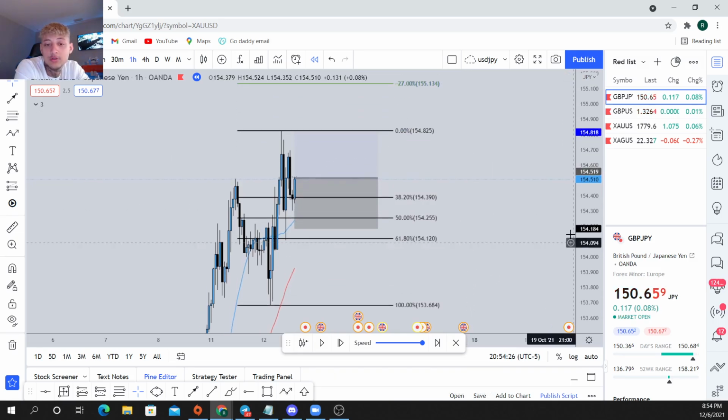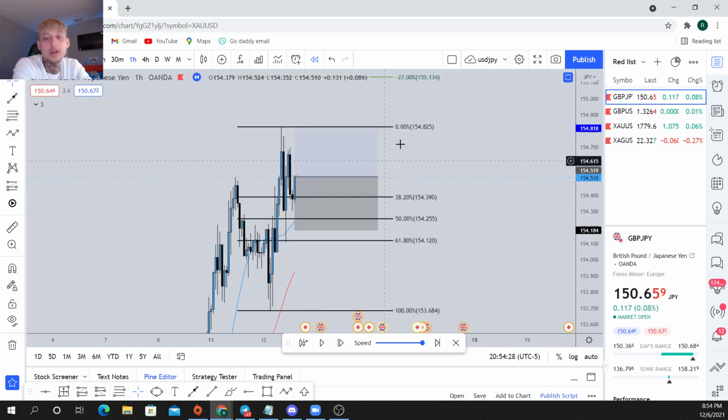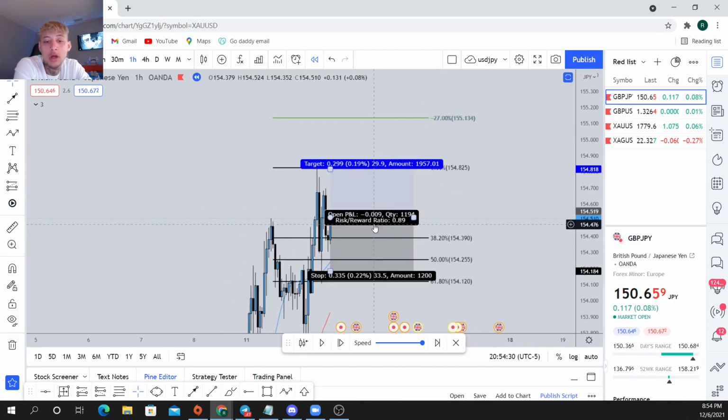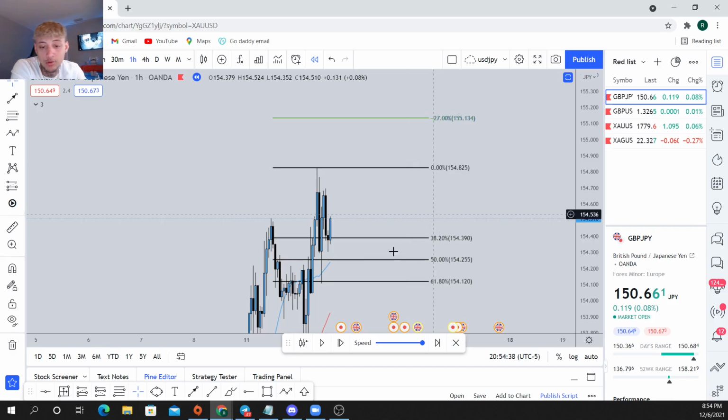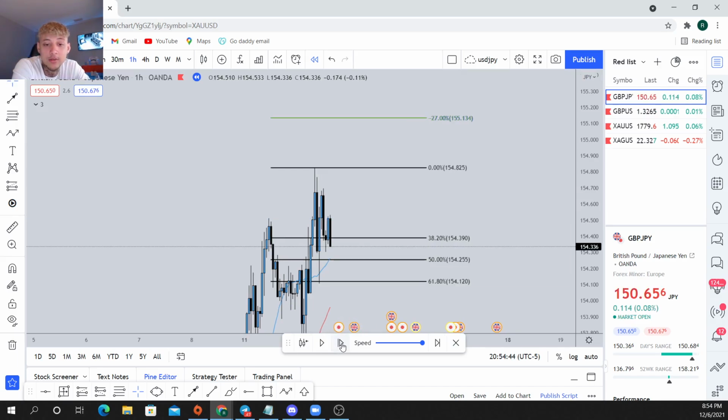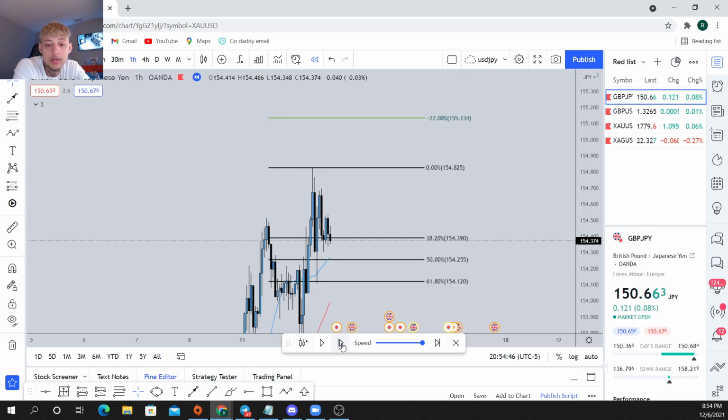Now notice how the risk reward ratio is actually negative. In a situation like this, you do not want to take a trade, because the trade isn't worth it unless price were to come up to here. But even then you only have a 1.8 risk reward ratio. Guys, if the risk reward ratio doesn't make sense, then the trade doesn't make sense and it's not worth taking. Now notice how price came all the way down.